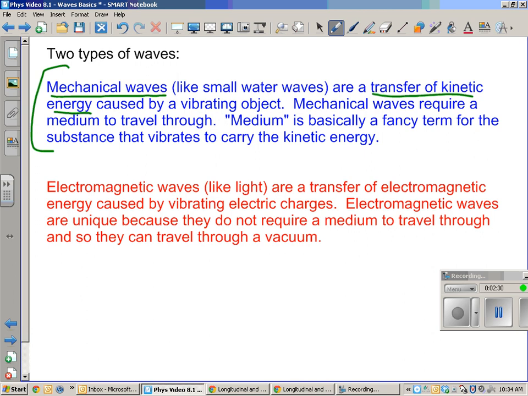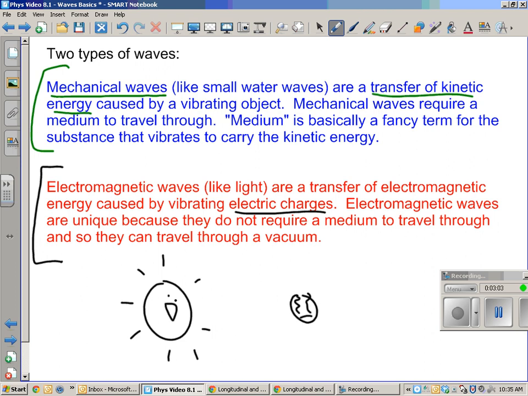And then the second type of wave is what's called an electromagnetic wave. And this is actually going to be your next test, like your next chapter. Electromagnetic waves, like light and X-rays and UV rays and all that, are a transfer of electromagnetic energy instead of kinetic energy, and they're caused by vibrating electric charges. Electromagnetic waves are unique because they don't have to have a medium to travel through. And so electromagnetic waves can travel through a vacuum, which is, for example, why we're able to see the sun, right? The sun transfers its light to the Earth, through the vacuum of outer space.